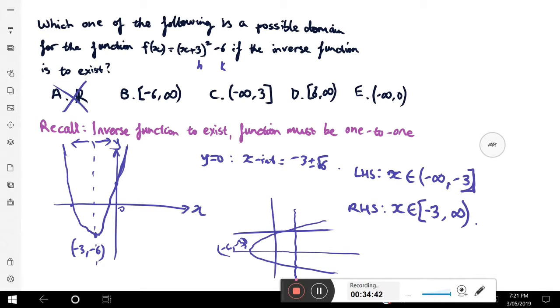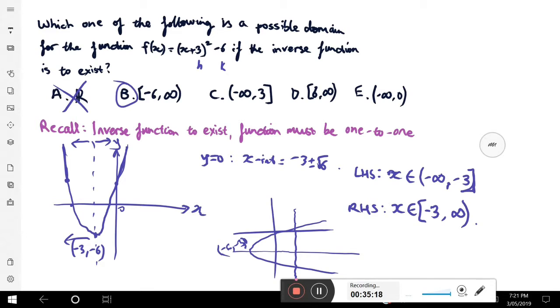Okay, what about -6 to infinity? x equals -6 would be on this side of the graph. So if we were to sub that in, -6, x plus 3, so -3 squared, 9 minus 6, that's 3, so it would be somewhere here. So here onwards, okay, that's definitely 1 to 1. So we already know, yeah, it's B. If we keep on looking, just to eliminate the rest if you want to be sure.